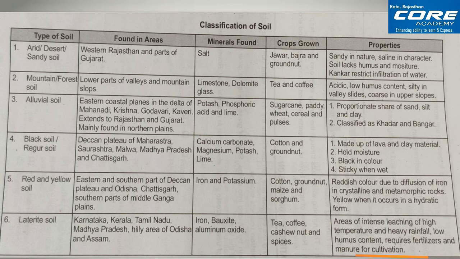Apart from that, it also contains low humus, and it requires fertilizers and manure for its cultivation. I hope this is clear to all of you, that is the classification of soil. And after classification of soil, we will discuss soil erosion, types of soil erosion and soil conservation methods.